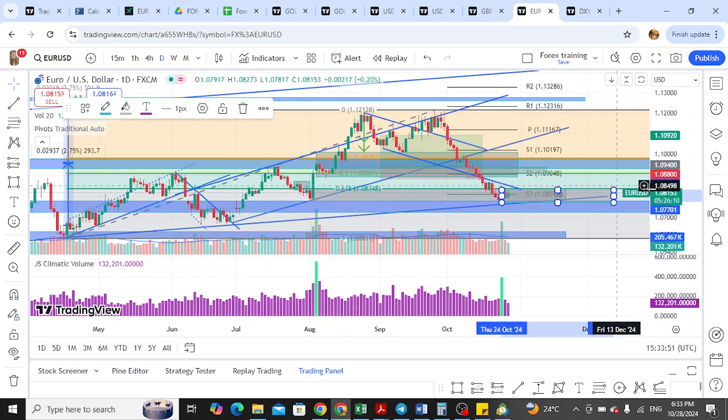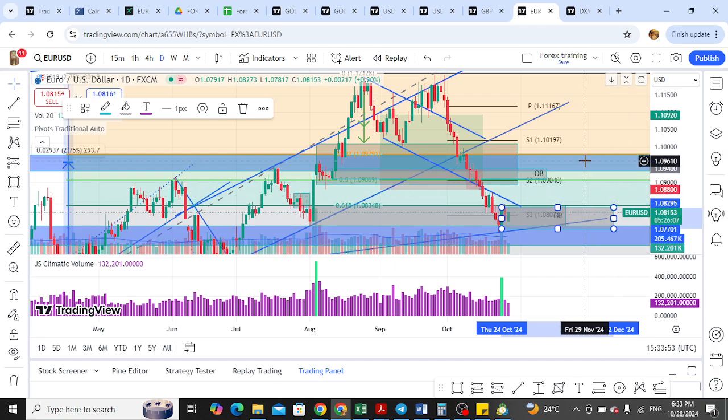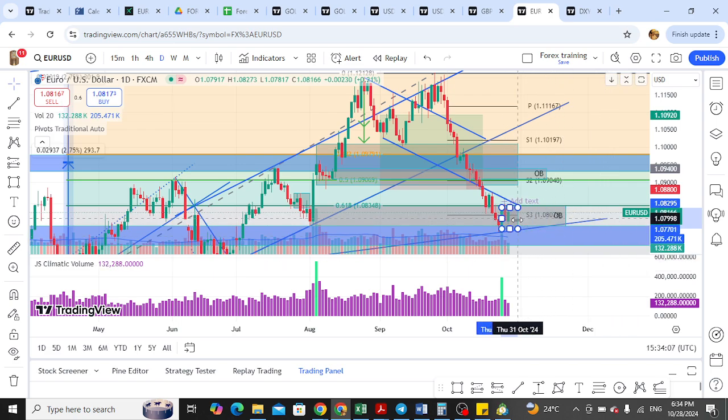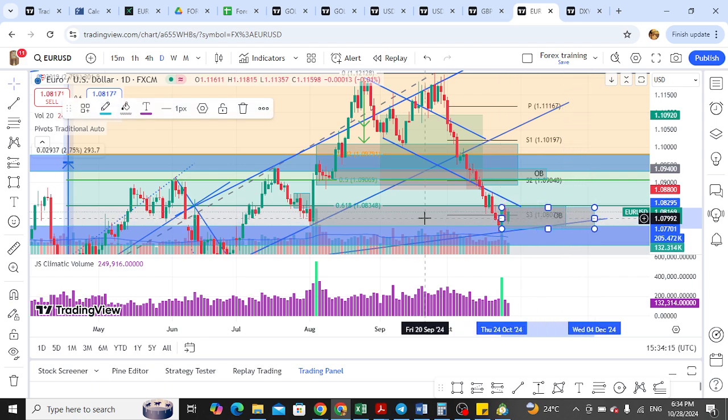Now the price is within the volume. Usually this is a very interesting area. Now the volume is going up. Normally if I catch the volume, this is interesting. Now the volume area is within a buying order block. See, this is a buying order block here.